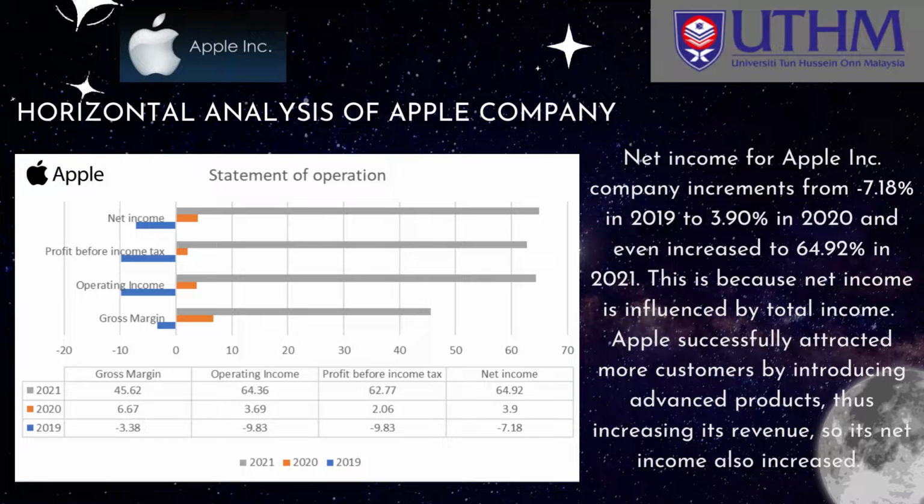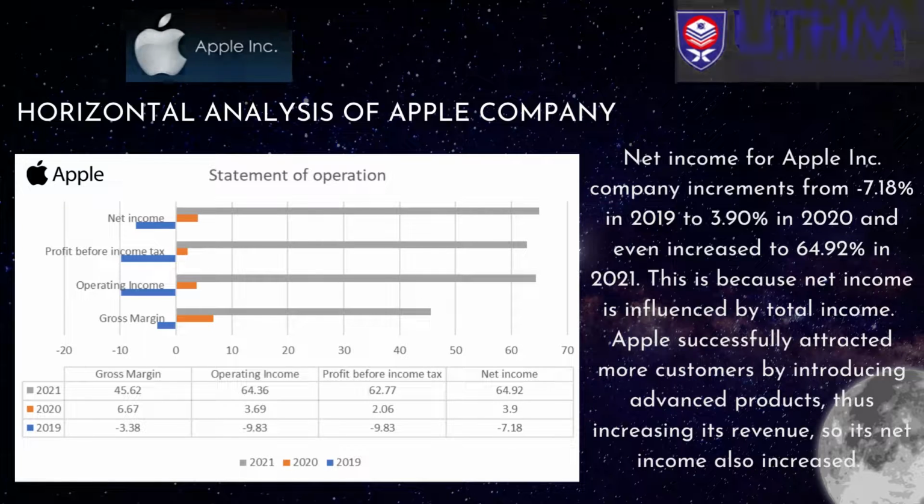64.92% in 2021. This is because net income is influenced by total income. Apple successfully attracted more customers by introducing advanced products, thus increasing its revenue, so its net income also increased.